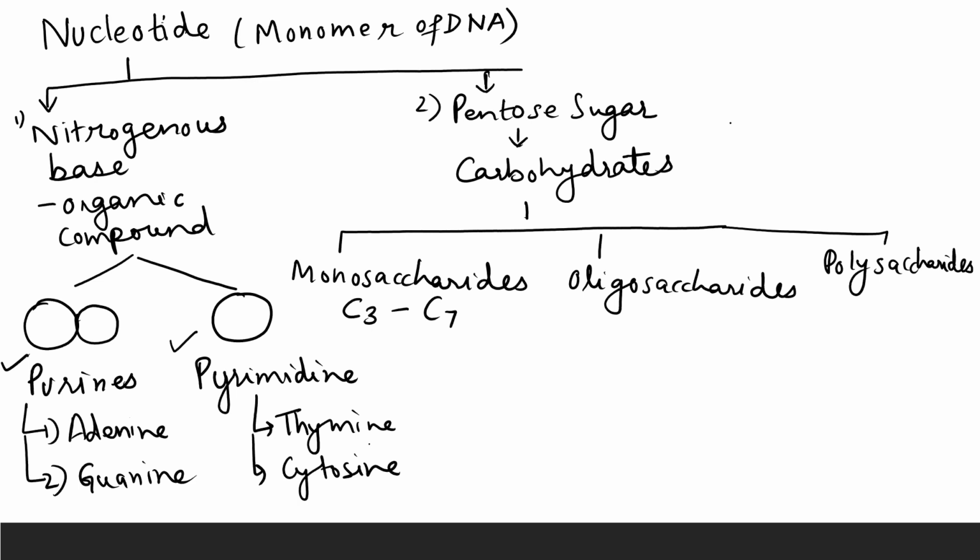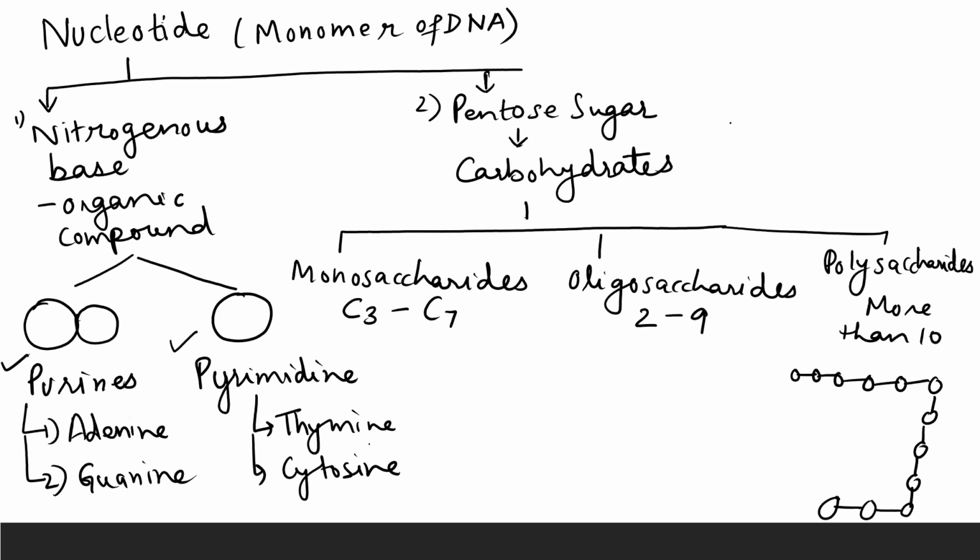And in case of oligosaccharide, from 2 to 9 it is oligosaccharide, and if it is more than 10, right, more than 10 it is polysaccharide. So what I'm saying basically, if it is a chain of more than 10 like this, it is known as polysaccharide, and between 2 to 9 it is oligosaccharide, and carbon from C3 to C7 it is monosaccharide.